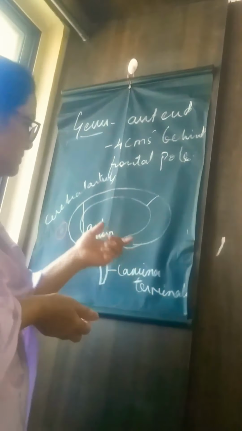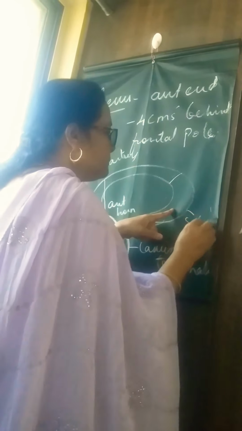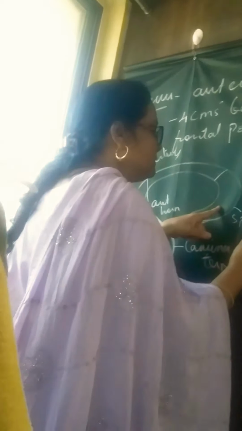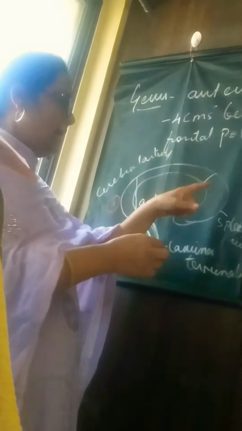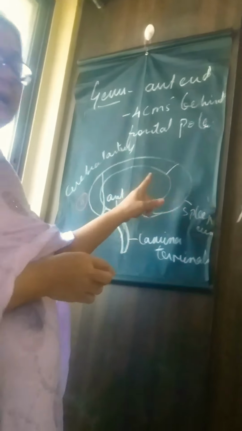Now remaining is the trunk. The trunk is the middle portion of the corpus callosum. It lies between the genu anteriorly and the splenium posteriorly.